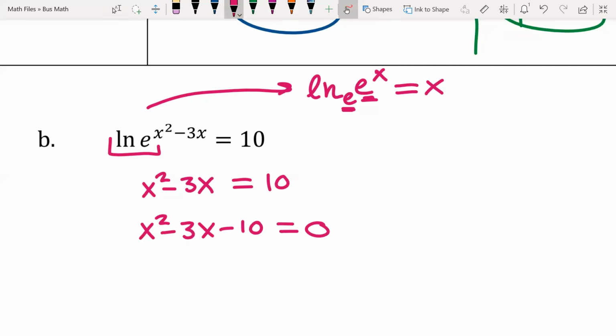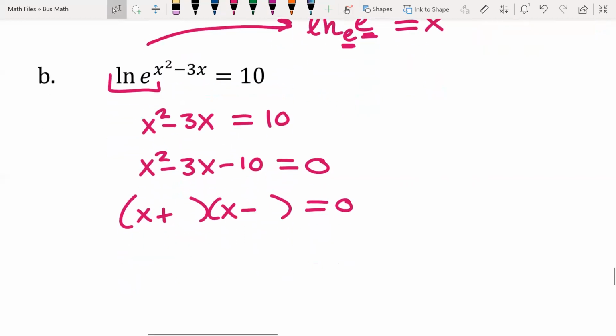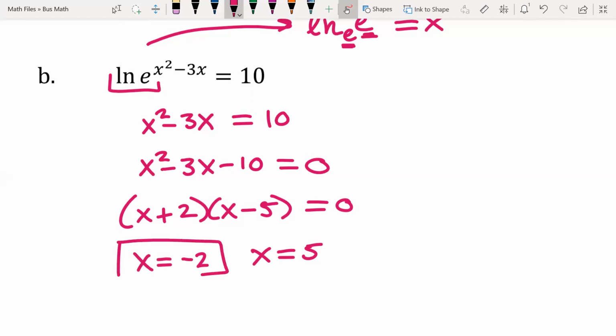This is minus minus, so this means you'll have x plus a number, x minus a number. And what are the only factors of 10 that could give me -3? 2 and 5. Since 3 is negative, the bigger number 5 will be negative, and 2 will be positive. And our answers here are x equals -2 and x equals 5. There we go.